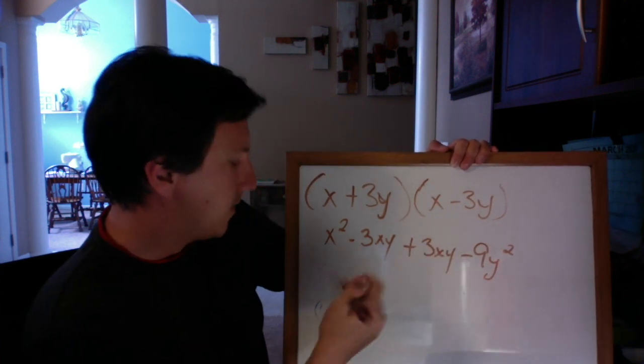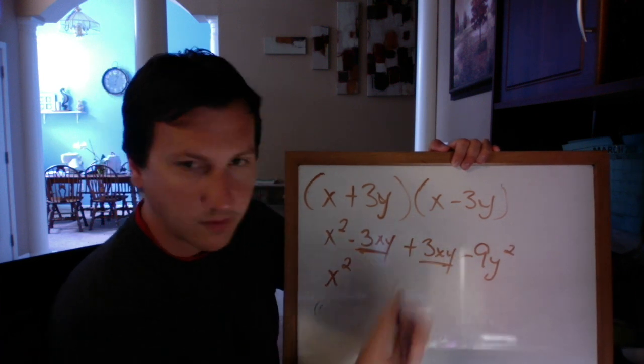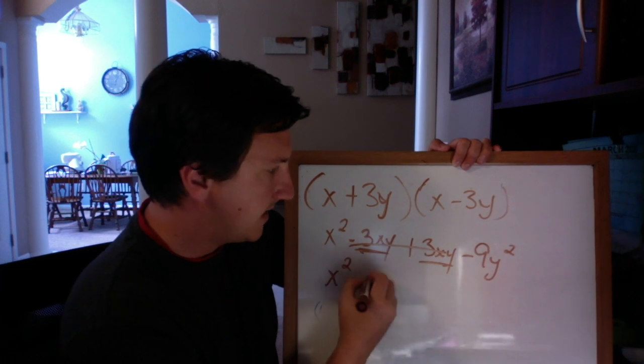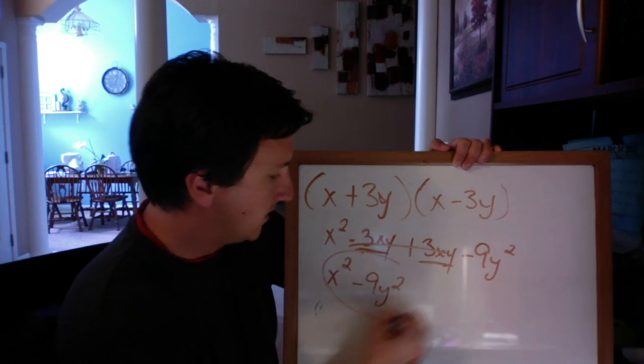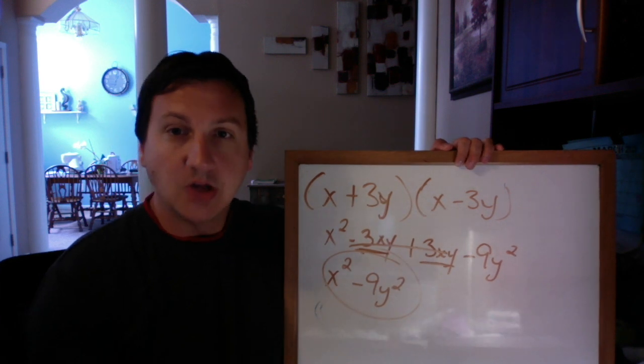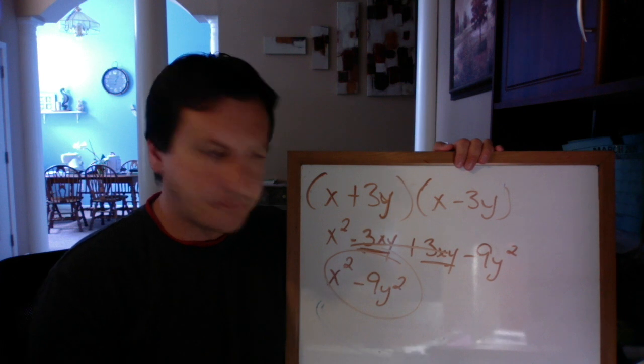Okay, and so that can simplify a little bit. Negative 3xy plus 3xy cancels to give me 0, leaving me with minus 9y squared. So x squared minus 9y squared. Okay, so go back through the video if you need to look at those examples a little more in detail.